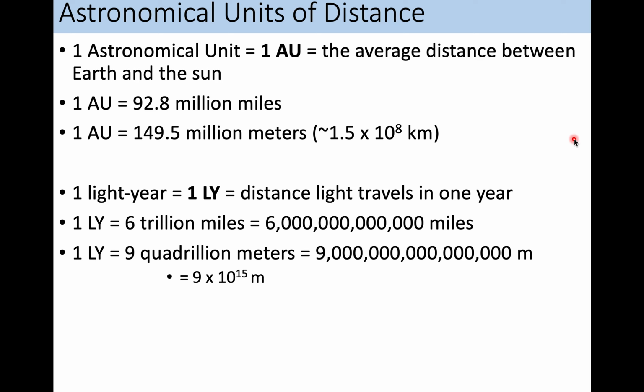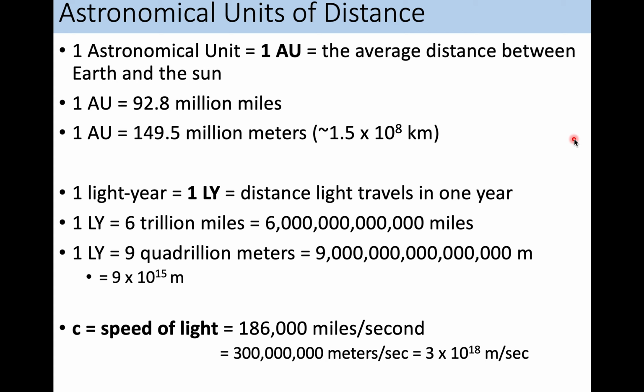So when we start talking about the whole universe, not just within our solar system, we will start using the unit light year. So again, light year is a distance. Even though it has the word year in it, it is not a unit of time. It is a unit of distance, about 6 trillion miles. So the speed of light that the light travels at is always the same. We use the letter C to denote the speed of light. And it's 3 times 10 to the 18 meters per second, or 186,000 miles per second.